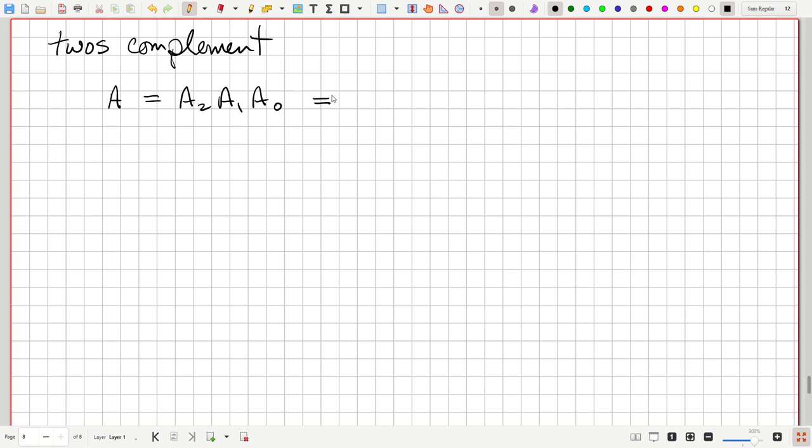The corresponding decimal representation is going to look like this: minus A2 times 2 to the 2. This is the 2 to the 0 place, this is the 2 to the 1 place, and this is the 2 to the 2 place. But we assume that the most significant digit has a minus sign associated with it. So it's minus A2 times 2 to the 2 plus A1 times 2 to the 1 plus A0 times 2 to the 0. If you work this out for all possible 3-digit numbers, here's what you get. So 0, 0, 0.